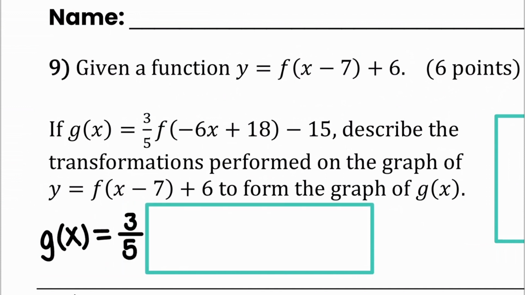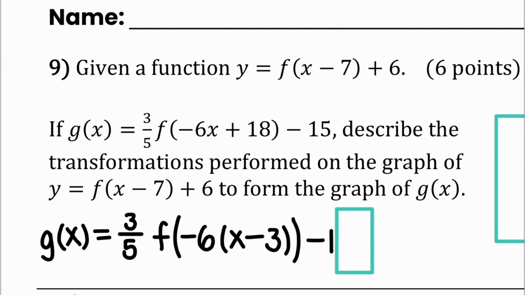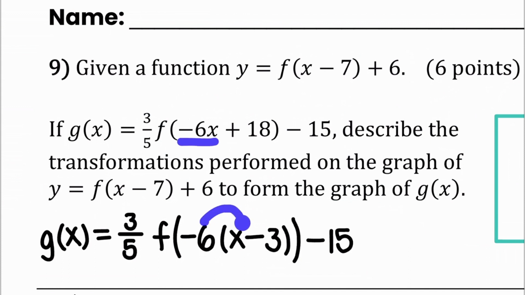So to rewrite g of x, we have g of x equals the 3/5 doesn't change, 3/5 times f of negative 6 times x minus 3, minus 15. The reason we're doing this is so we can truly identify the real transformations that are happening to the original graph. If you're not sure how we got this, if you distribute negative 6 to each term, that gives us negative 6x plus 18.